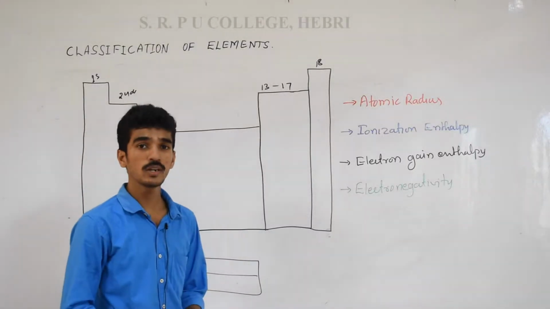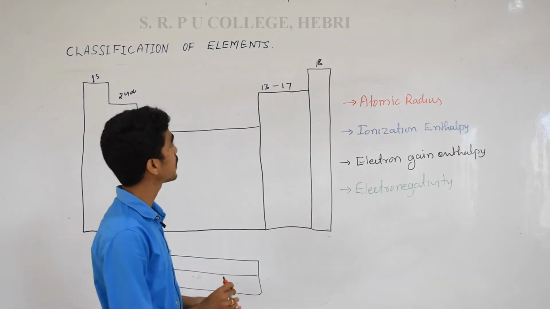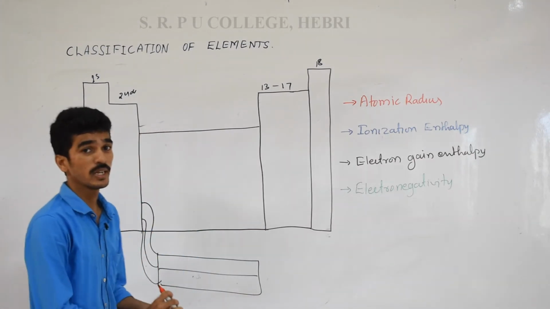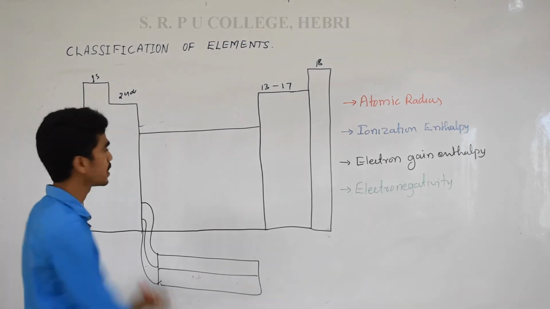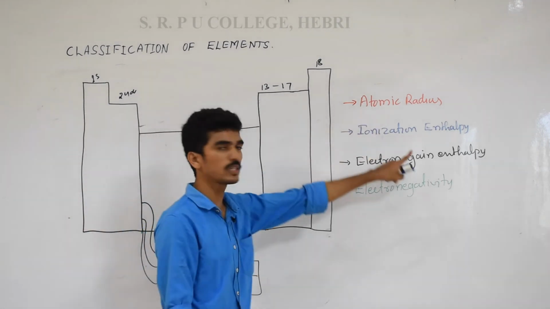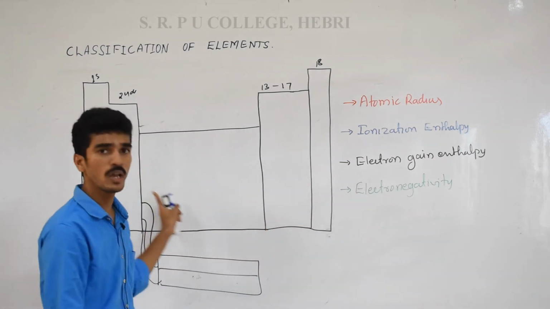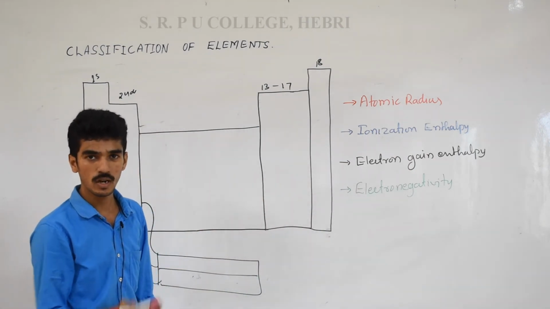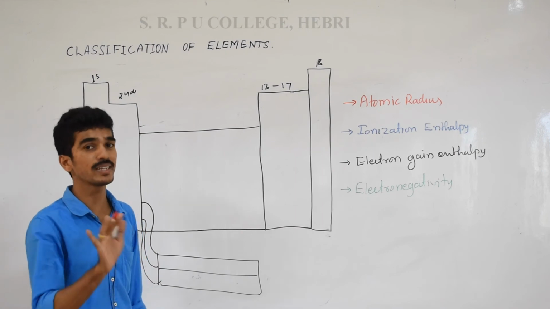Okay, dear student, now we'll recall the entire physical trends in a single chart. This is very important. Whatever you have learned, we write it all in one chart. Here I am using different colors of pens to indicate how it varies across the period and down the group in general.